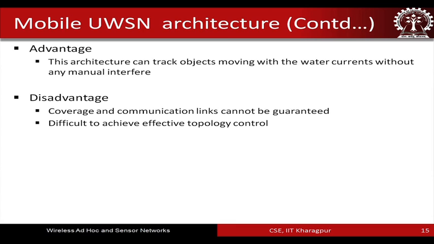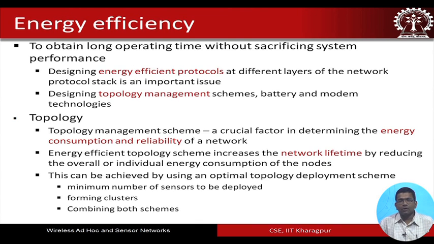The advantage of the mobile underwater sensor network architecture is that it can track objects moving with the water currents without any manual interference. The disadvantage is that the coverage and communication links cannot be guaranteed. This is quite obvious because, due to active or passive mobility, particularly passive mobility due to water currents, the initial coverage that is ensured may not be maintained at a later point of time, and even the communication links that existed at one point might have broken at a later instant due to mobility of the different nodes. So, these are some of the advantages and disadvantages of this architecture.